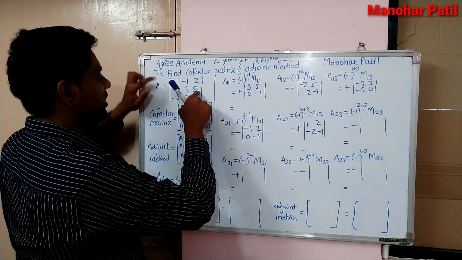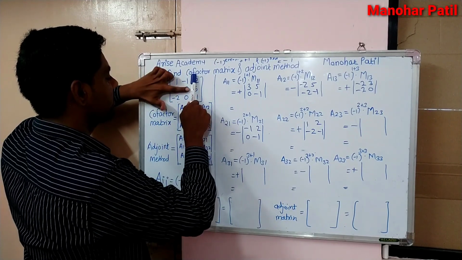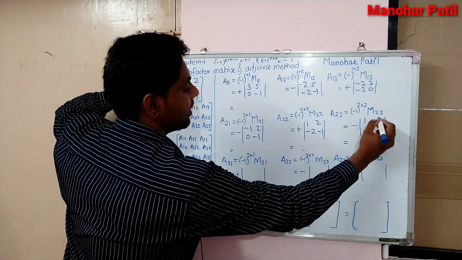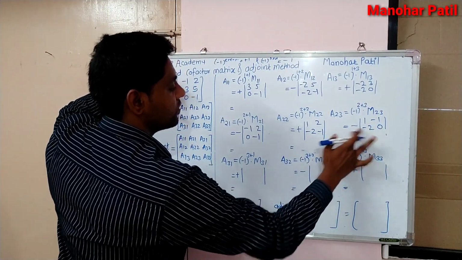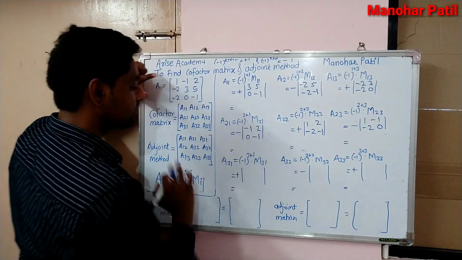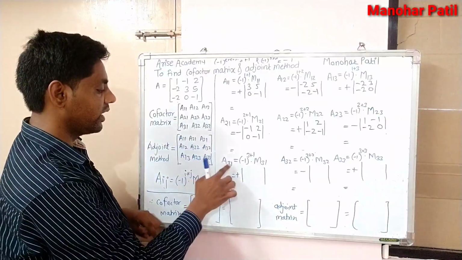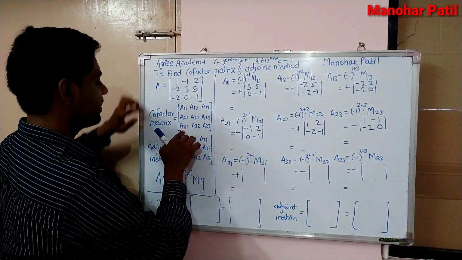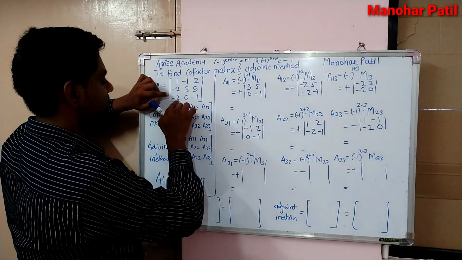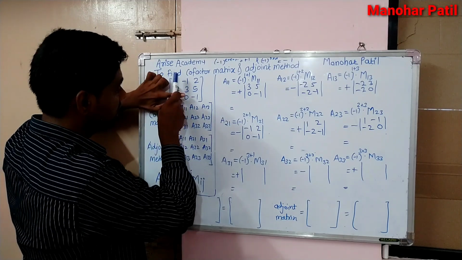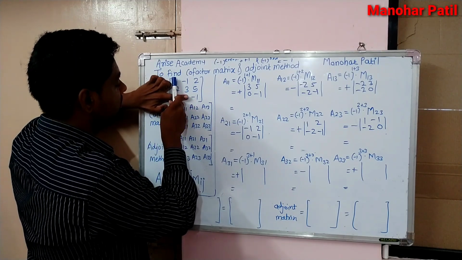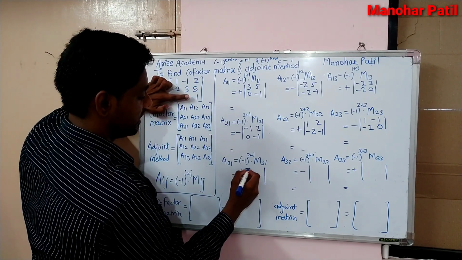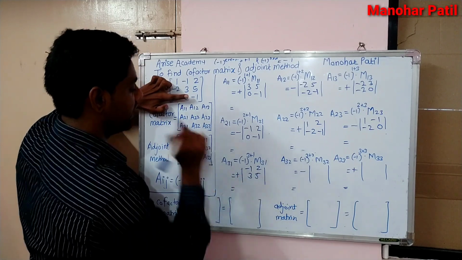For A23, this element 5 is present in the second row and third column. So the remaining elements are 1, -1, -2, 0. Next, similarly we perform for A31, A32, A33. A31 means this element -2, present in the third row, first column. So taking the remaining elements: -1, 2, 3, 5.